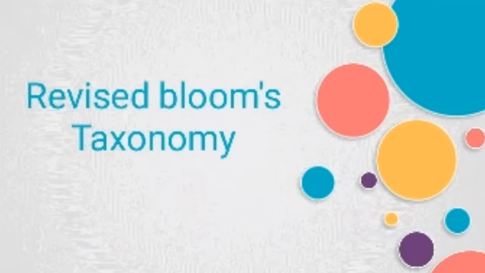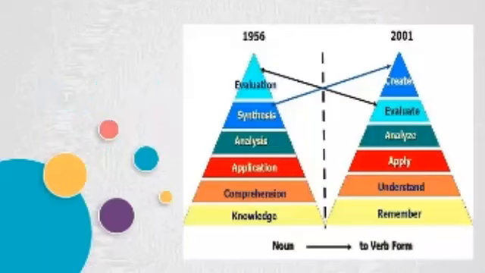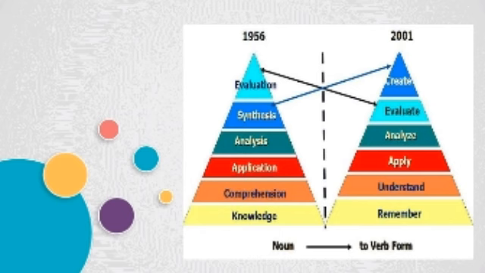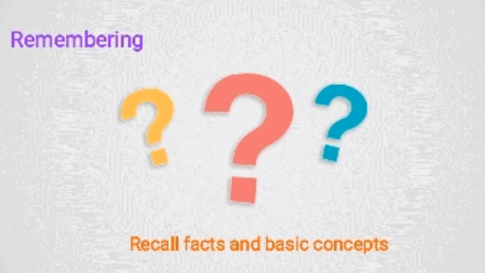The revised Bloom's Taxonomy, 2001, by Anderson and Krathwohl. Meron itong 6 levels. Ito yung remembering, understanding, apply, analyzing, evaluate, and create. Yung first level is remembering. Remembering is recall fact and basic concept. Remembering is retrieve, recall, or recognize relevant knowledge from long-term memory. Bali dito yung mga natutunan mo na natatandaan mo pa.